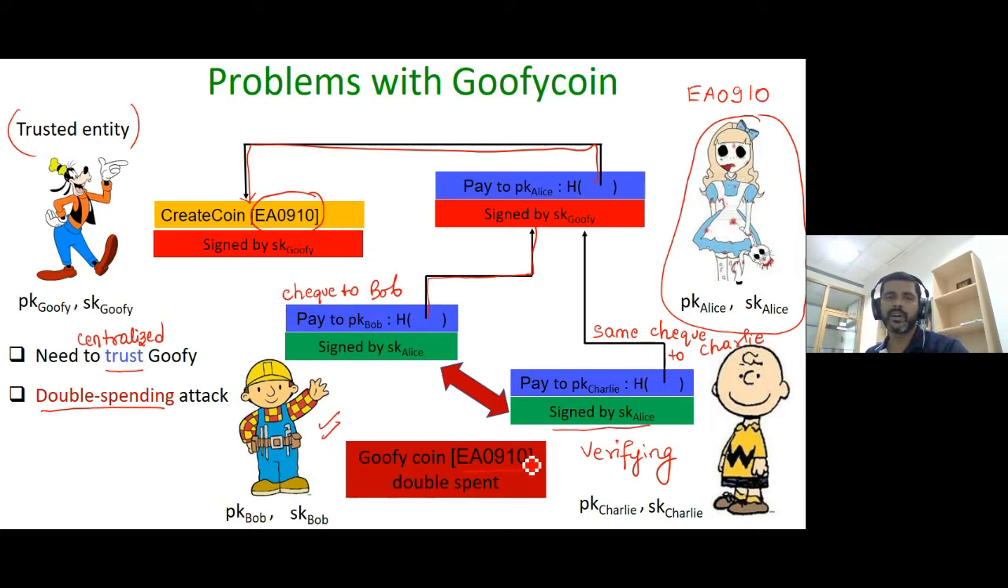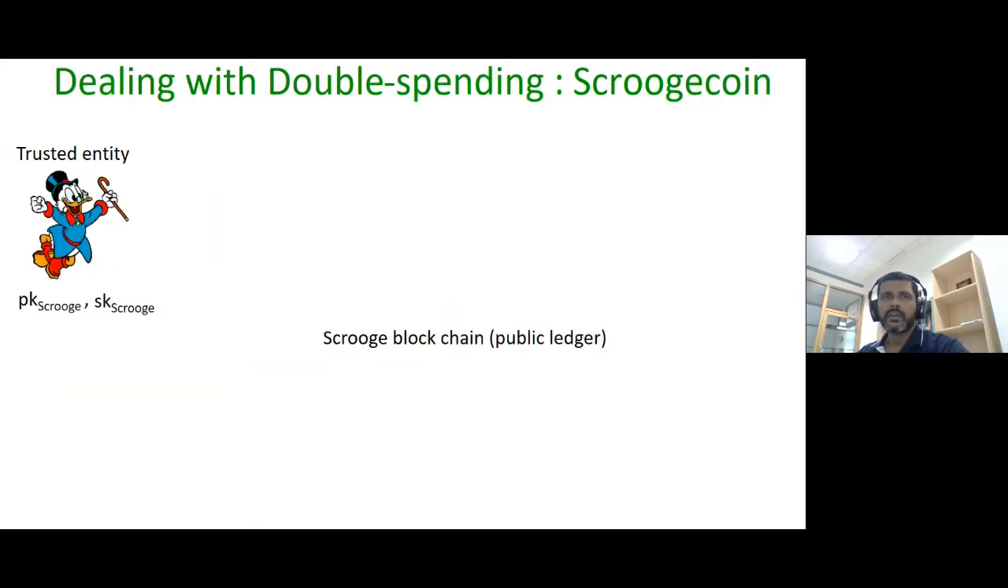And in fact, Malice can keep on doing the same attack here. She can create another transaction and spend the same currency with serial number 0910 with a third merchant and so on, right? So what we will do now is enhance our scheme, Goofy coin, to another coin which I call a Scrooge coin. This also will be a centralized system, because everything will be controlled by a single central entity which I call Scrooge.